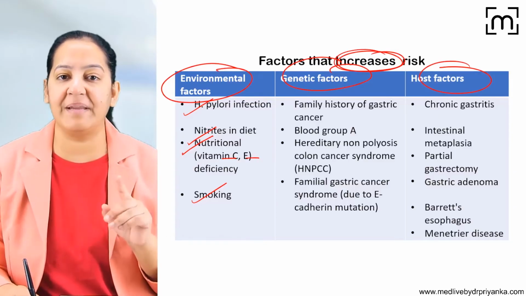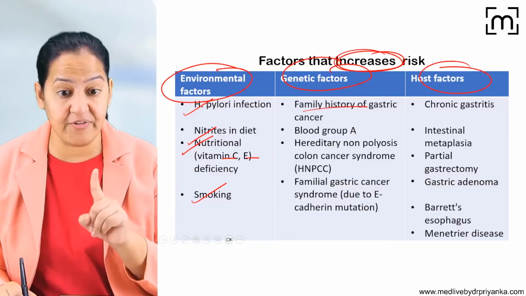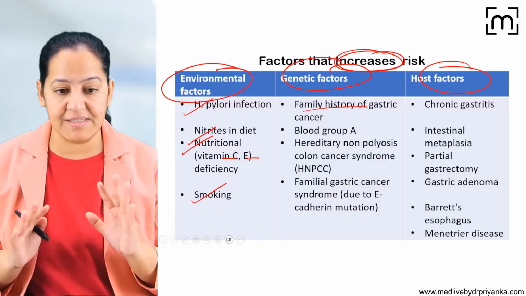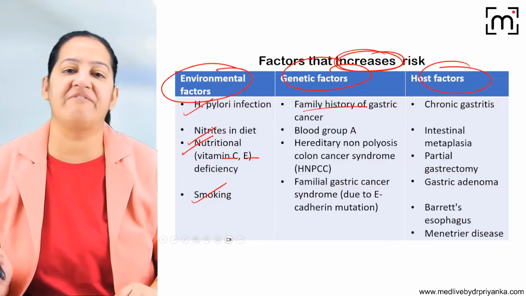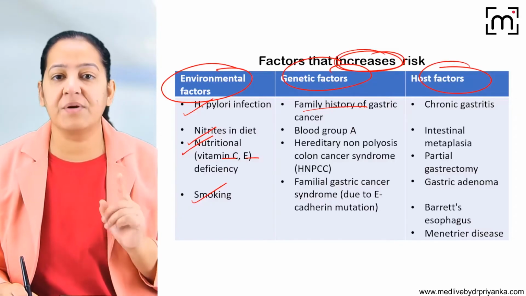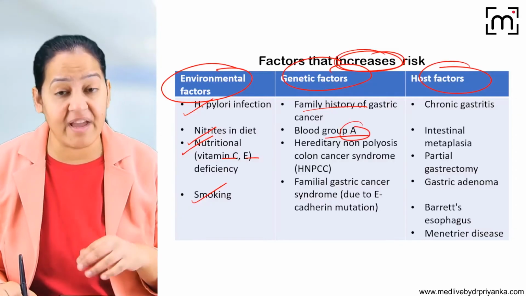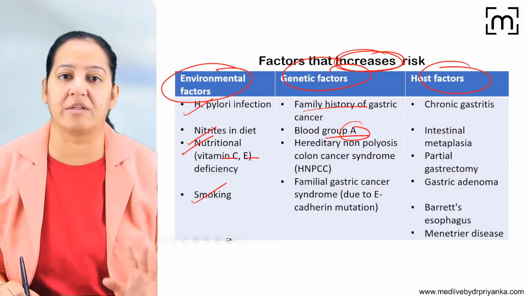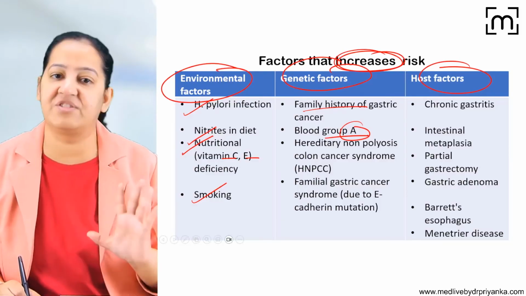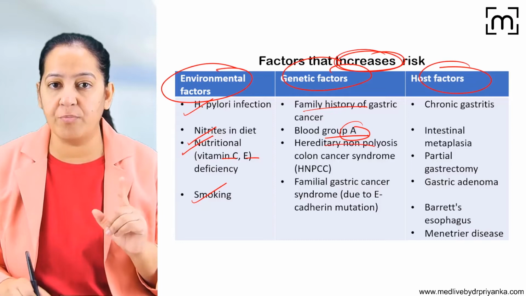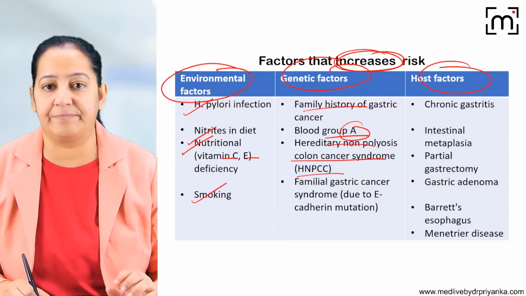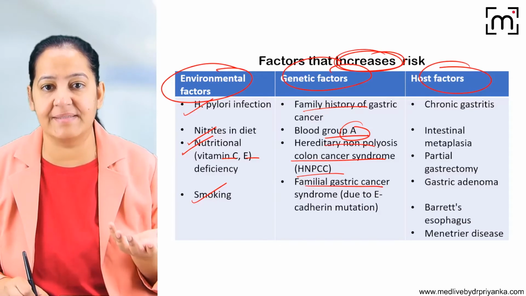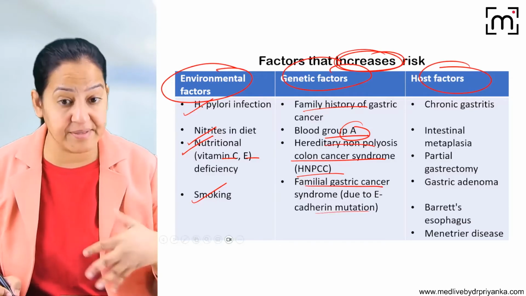Among genetic factors, family history of gastric cancer. If any first degree relative is having gastric cancer, the chances become twice or thrice in that person as compared to a person who doesn't have any family history of gastric cancer. It is observed that persons who have blood group A are having high chances of gastric cancer as compared to other blood groups. The reason is not known, but it is a genetic factor. Now in hereditary non-polyposis colon cancer syndrome, there is increased risk of gastric cancer. And familial gastric cancers are there due to E-cadherin mutation that runs in families.